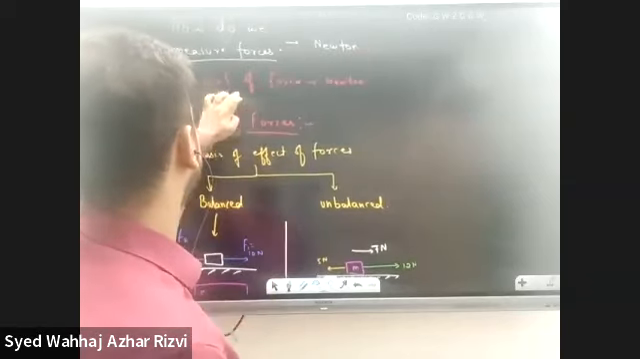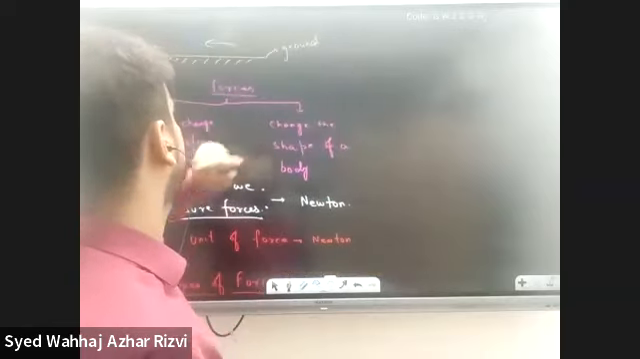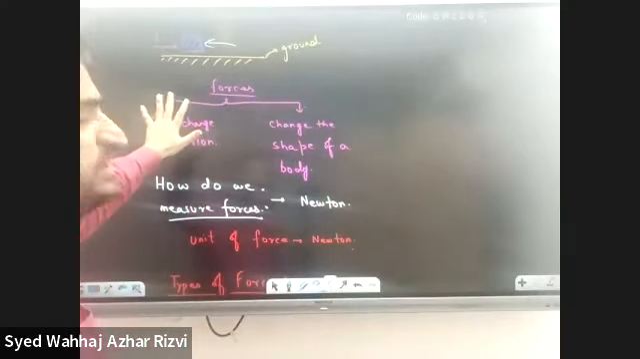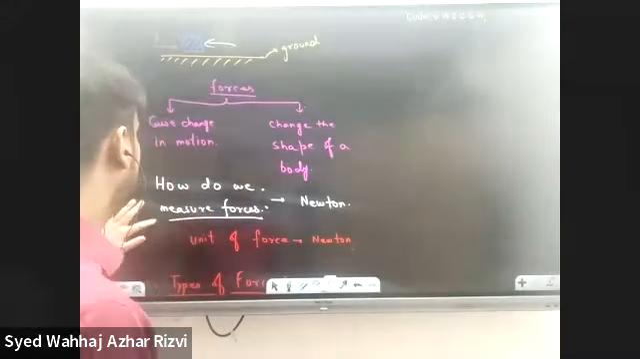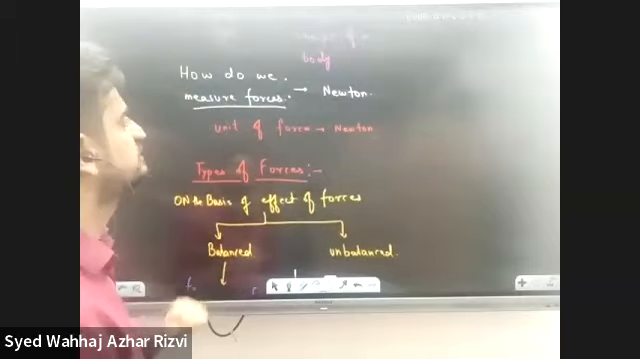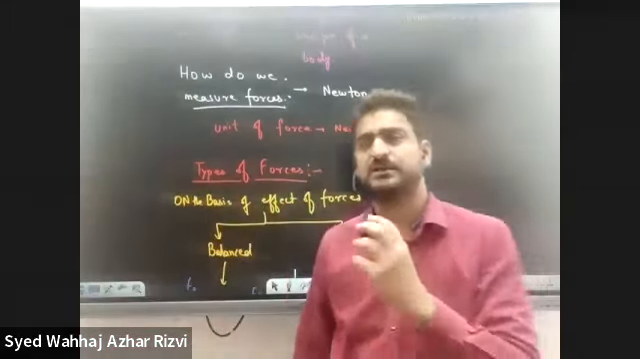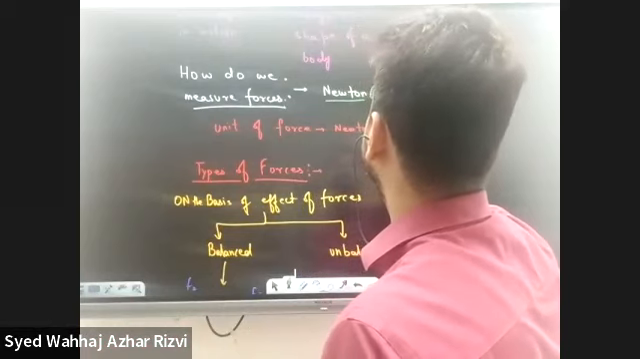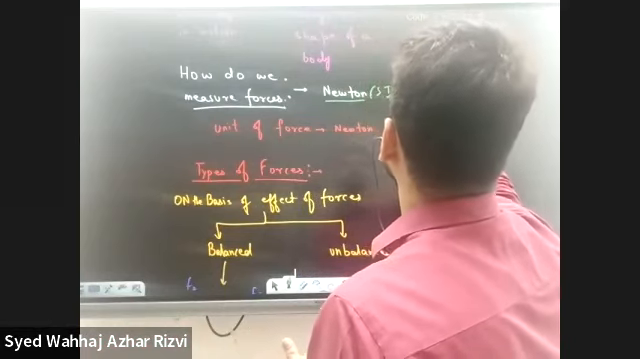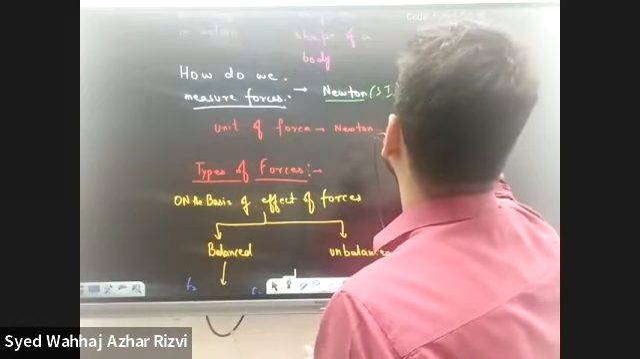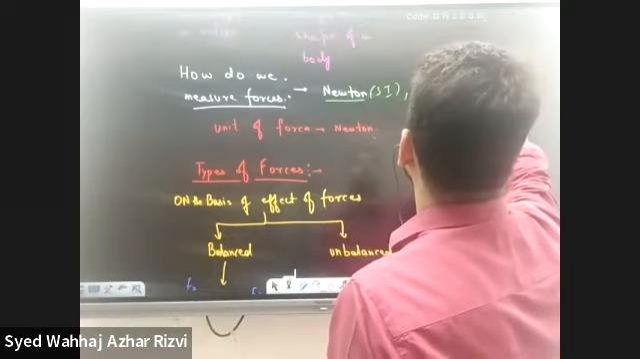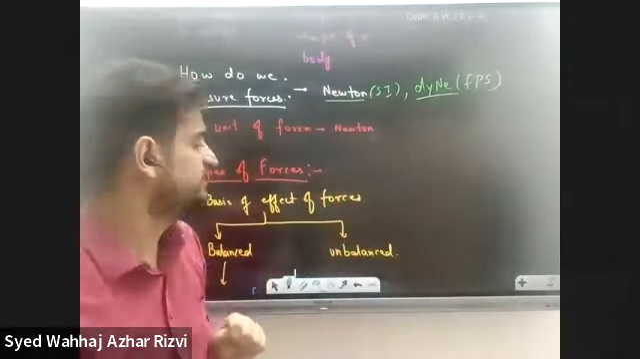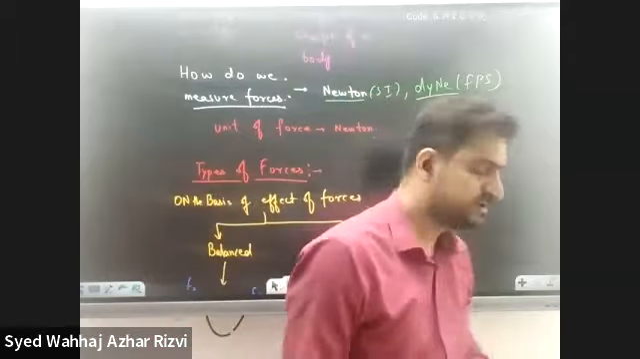So we started with the idea of force. We started off with the idea that the force is either going to change the state of motion of a body or it's going to change the shape of a body. Now, after that, we studied how we measure force. What is the unit in which we measure force? Actually, we have different units of force. Newton is the SI unit of force. And then also there is a dyne, D-Y-N-E, dyne. It is the FPS unit of force, okay? FPS is the British system. SI is the International System of Units, okay?